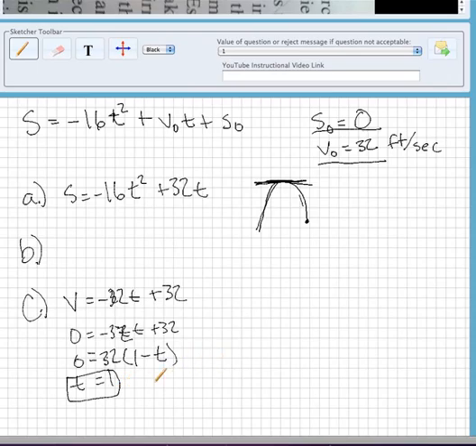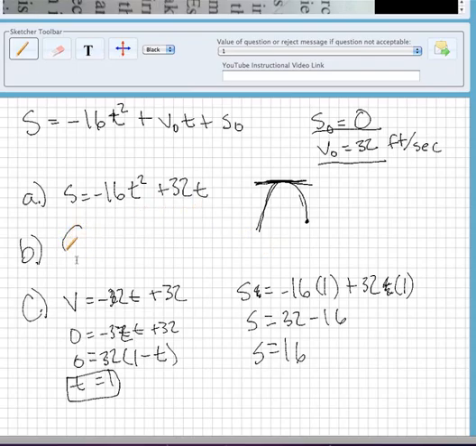Once we find that, we plug that back into our original equation to find the position. So if we plug that in, it's going to be negative 16 times 1 plus 32 times 1. So that's going to be negative 16 plus 32, so the position is actually going to be 16. That should have been kind of what this was if you guessed on your graphing calculator.